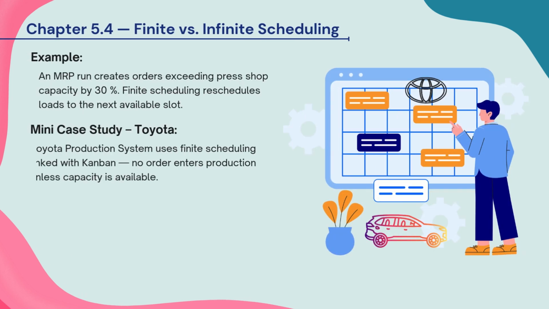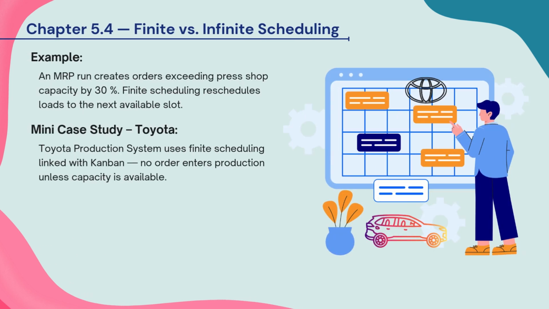This example shows how finite scheduling prevents overload. When an MRP run creates more orders than the press shop can handle, finite scheduling automatically shifts extra work to the next available time slot. The Toyota case highlights this. In practice, Toyota uses finite scheduling integrated with Kanban, ensuring no job enters production unless capacity actually exists. This keeps flow smooth and avoids bottlenecks.